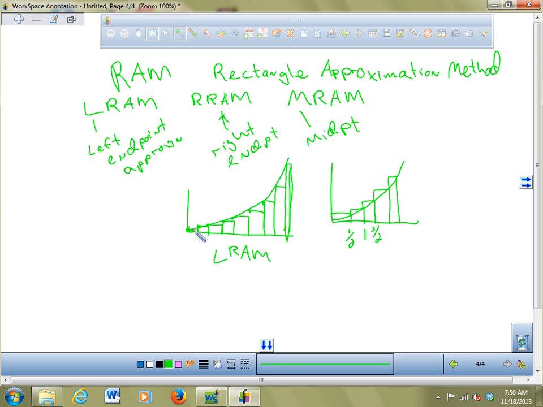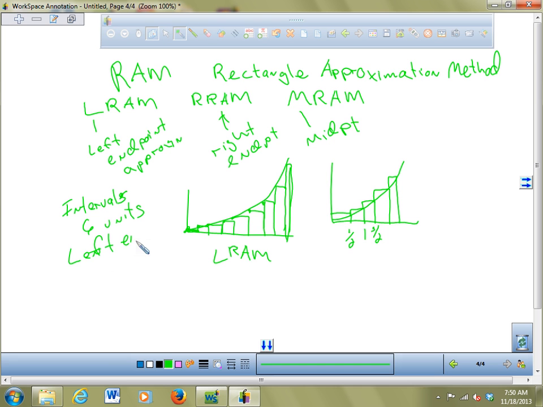Okay. So left endpoint. So say my interval is, let's change it, say the interval is 6 units. Okay, and I wanted left endpoint.